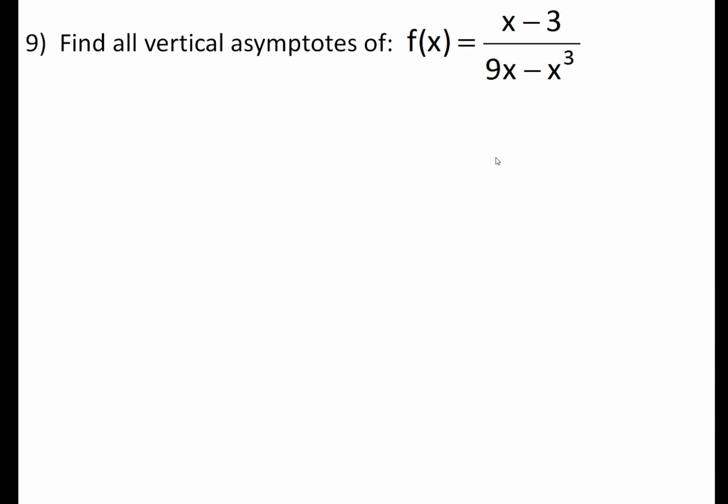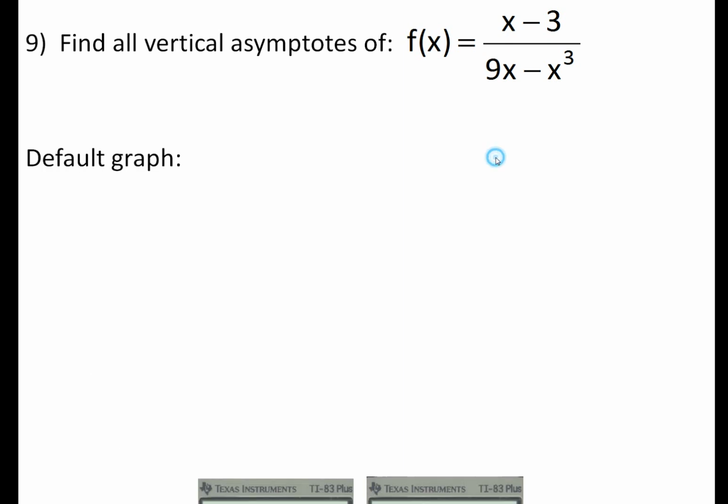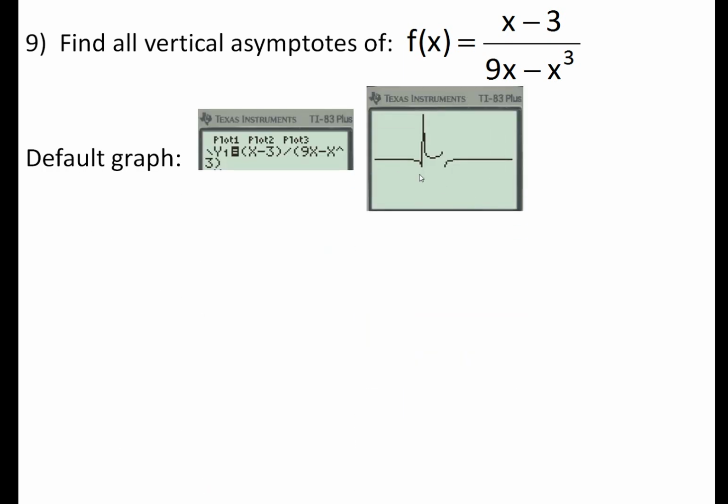Similar question, we want to know what the vertical asymptotes are. So the default graph, you can see there's some blips here. I turned the axis off so that this is just a graph of the ordered pairs that are plotted by this function. And you can see something's happening here and something's happening here.